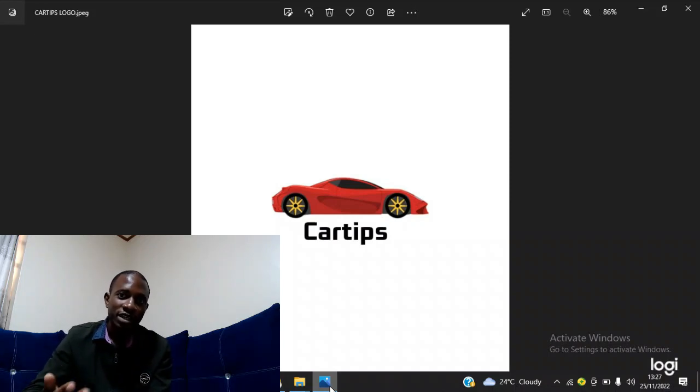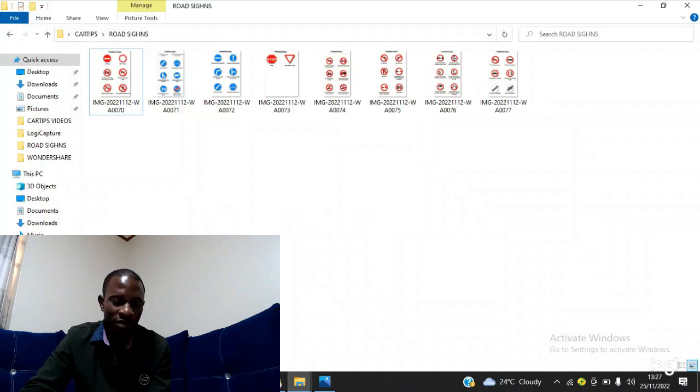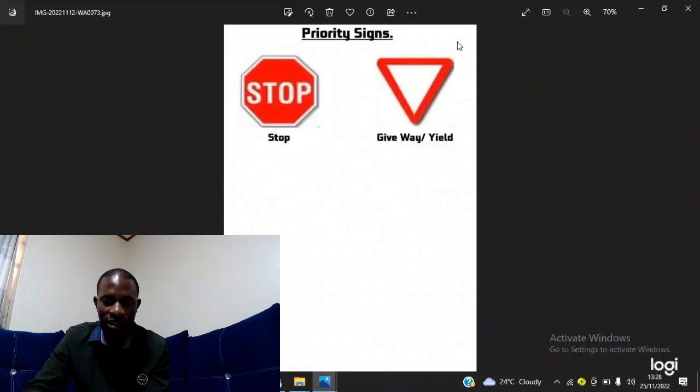So class A, the first classification is priority signs. You can see on your screen. Priority signs are usually two, the only two: the stop and give way signs. Yes, stop and give way. Those are called priority signs. They are pretty self-explanatory. Before you enter into a junction, you're supposed to know who has the priority. So you're supposed to either stop or give way, depending on where you are.